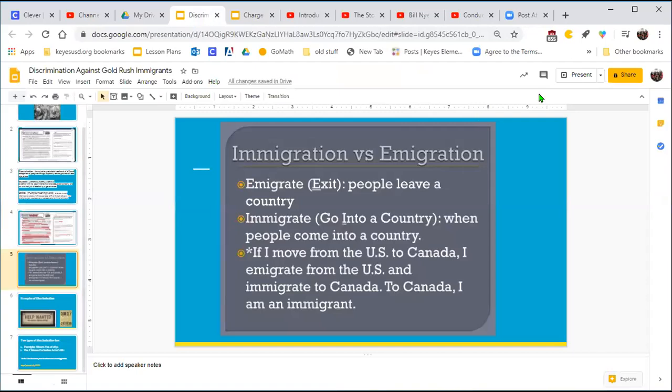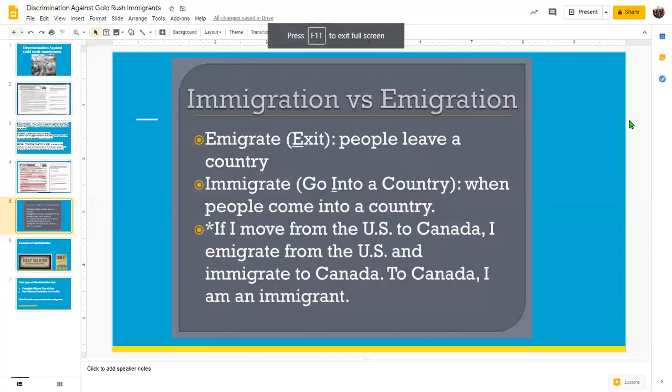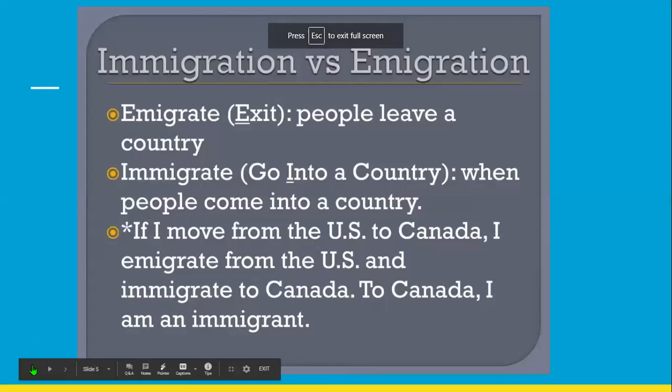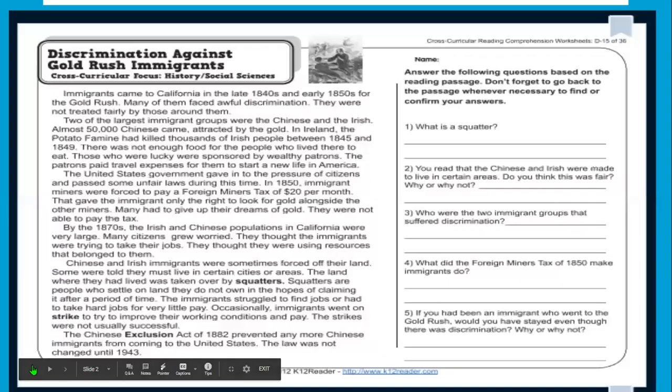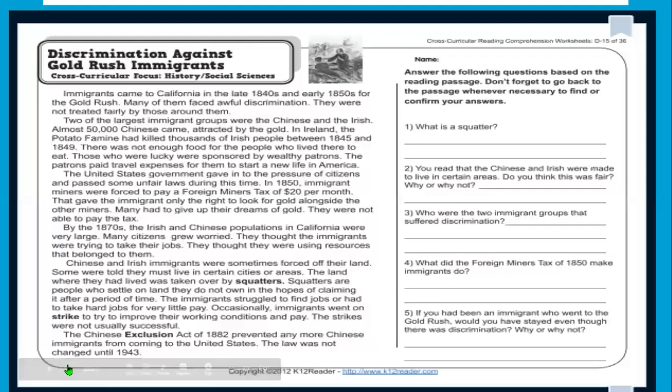I think a lot of this is review, but let's just go to the front of this, because there are some words that I wanted to go over with you. Okay, so discrimination against gold rush immigrants. I looked a lot online for videos on this, and I just didn't find anything that I really liked. So I just have one really short one at the very end.